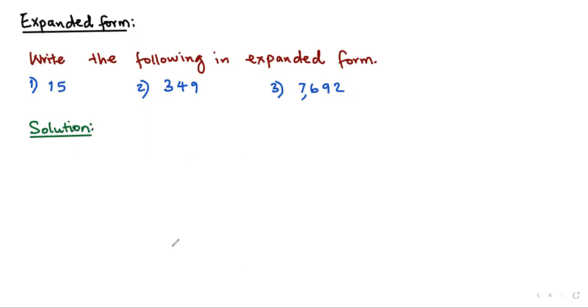Okay, then for number 1, we have 15. Now, when we talk about expanded form, we would like to show the value of each digit in a number.